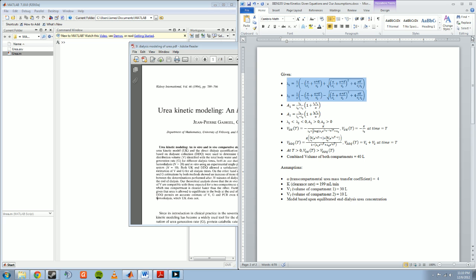From this study, we were given the following equations and conditions. From this, we made the following assumptions. We assumed that alpha, or the transcompartmental urea mass transfer coefficient, was equal to 4, that K, the clearance rate, was equal to 199 milliliters per minute. We assumed that the volume of the first compartment was 30 liters and that the volume of the second compartment was 10 liters. Our model is based upon the equilibrated end dialysis urea concentration.